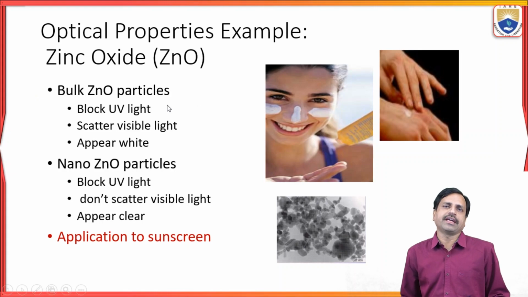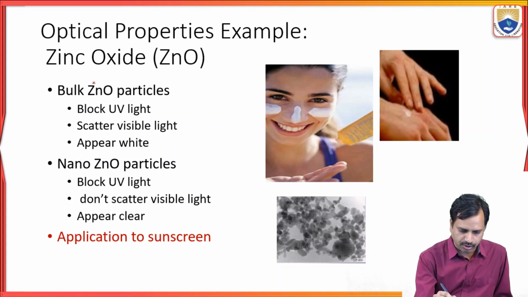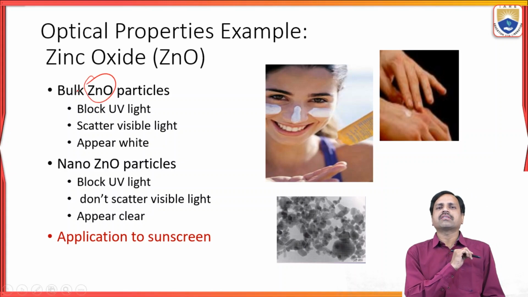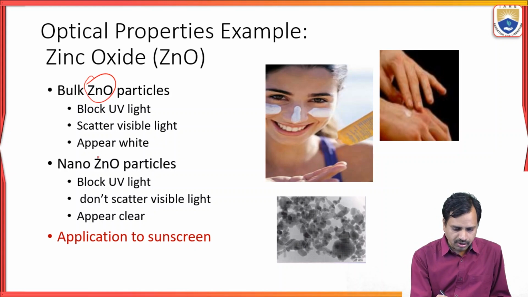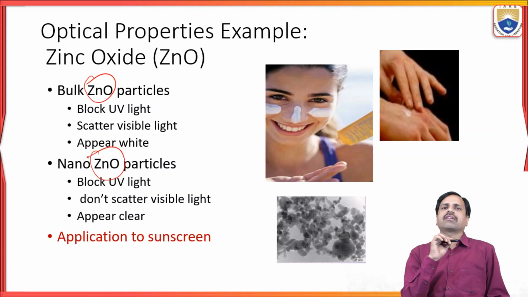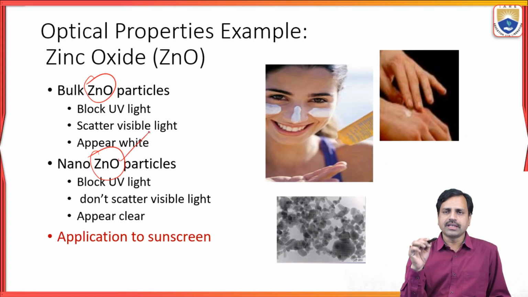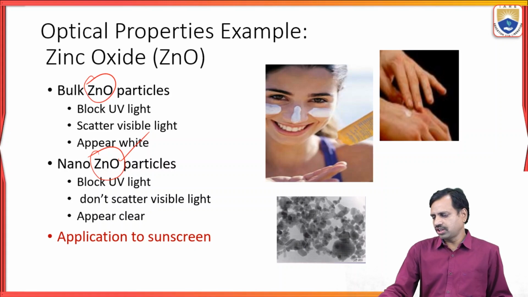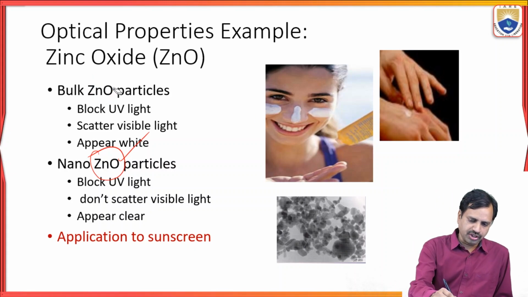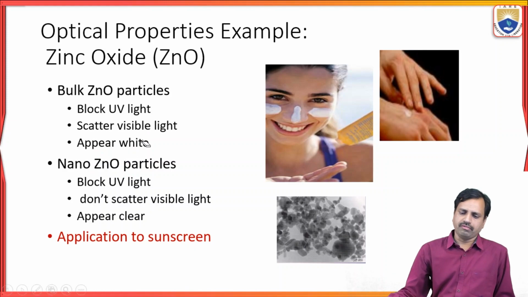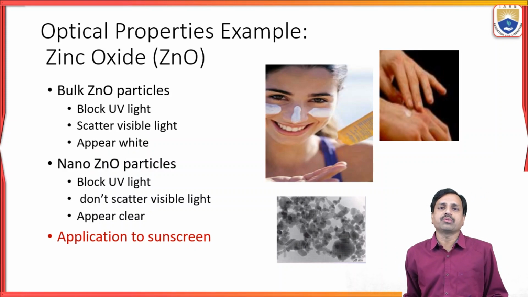Bulk zinc has the capacity of scattering light, whereas nano zinc will not allow the light to scatter inside. We know why sunscreens are used: so that we are protected from UV light. That's why zinc oxide is one of the materials used in sunscreens.